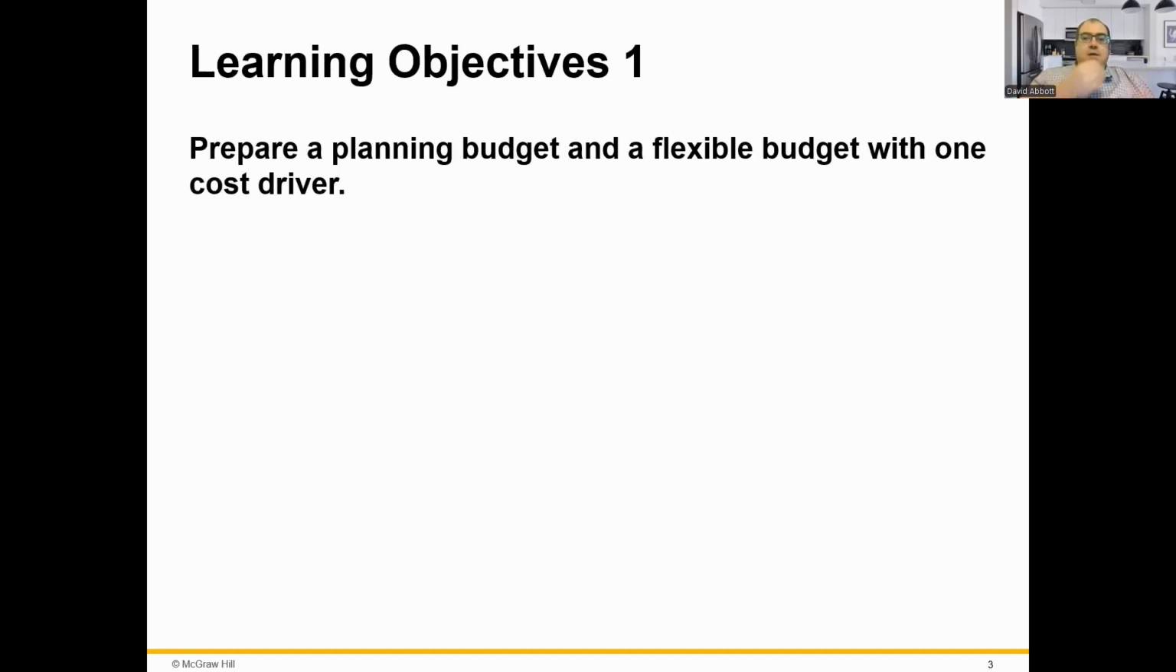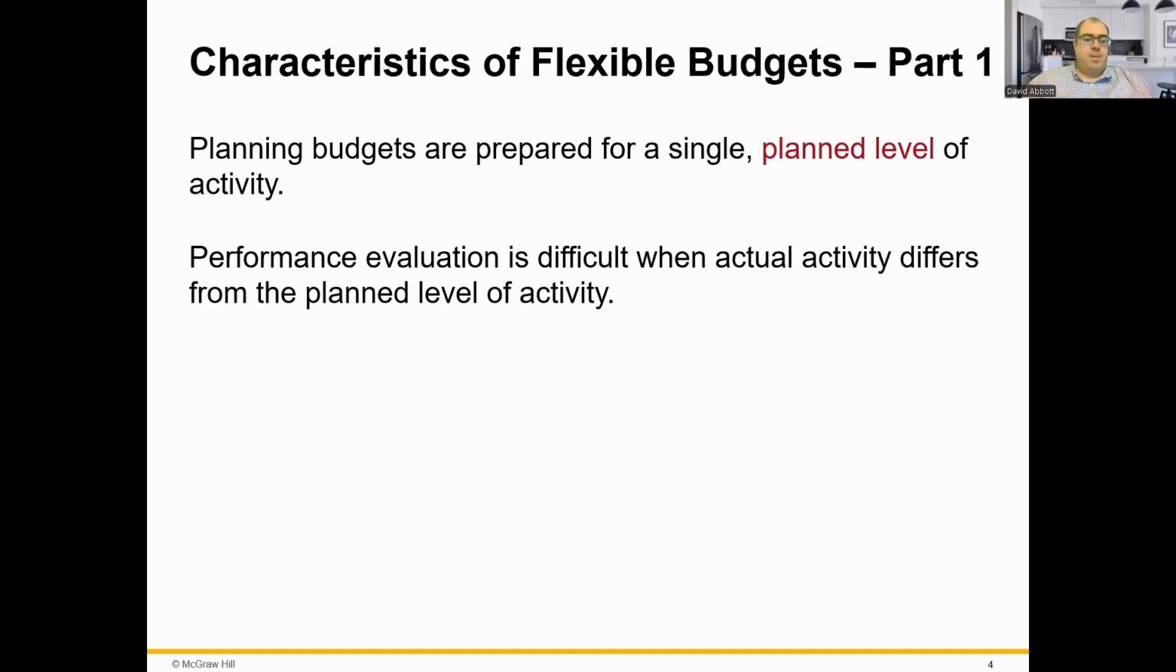So now we're going to take a look at preparing a planning budget and a flexible budget with one cost driver. A planning budget is prepared before the period begins and is valid for only the planned level of activity. If the actual level of activity differs from what was planned, it would be misleading to evaluate performance by comparing actual costs to a static, unchanged planning budget.